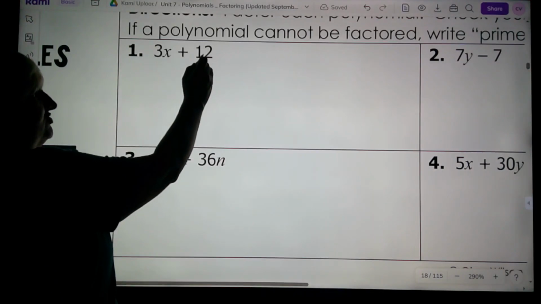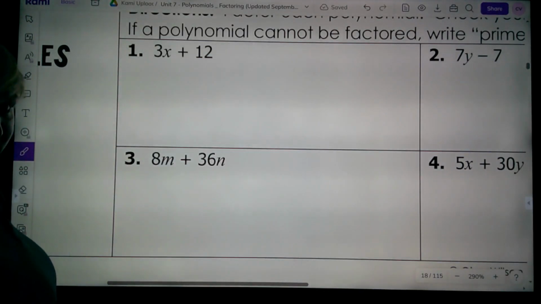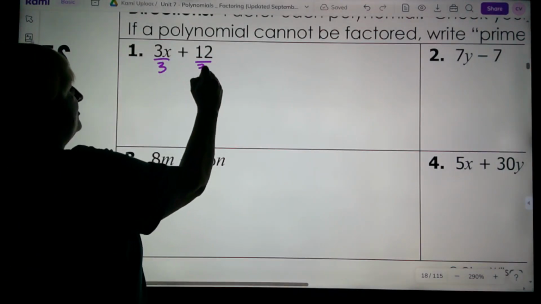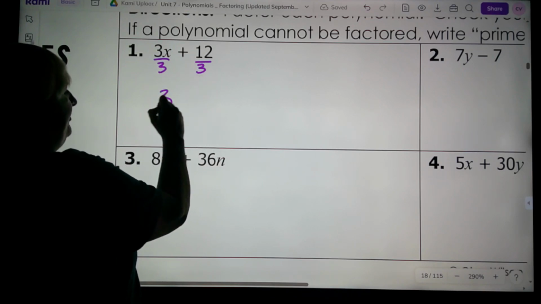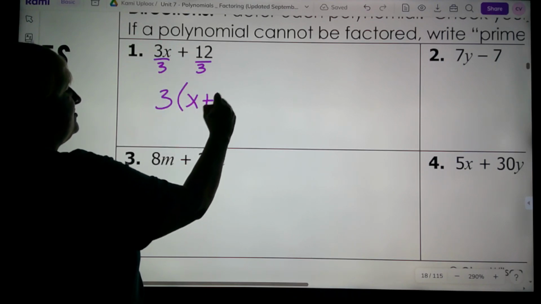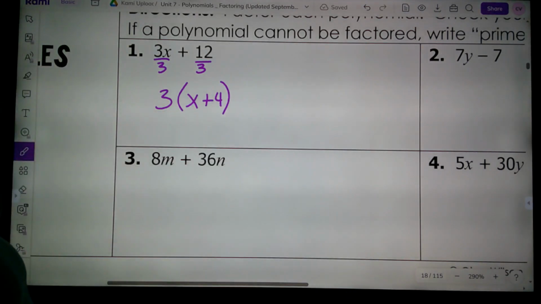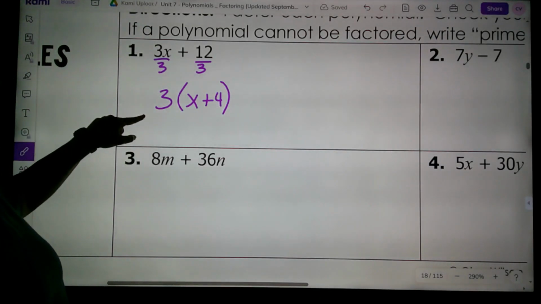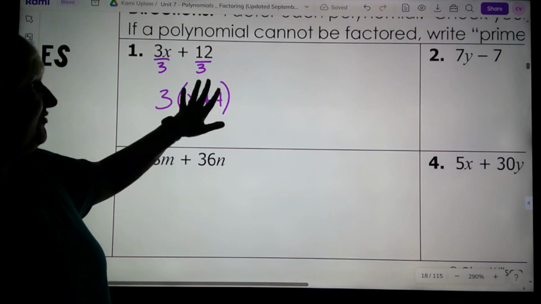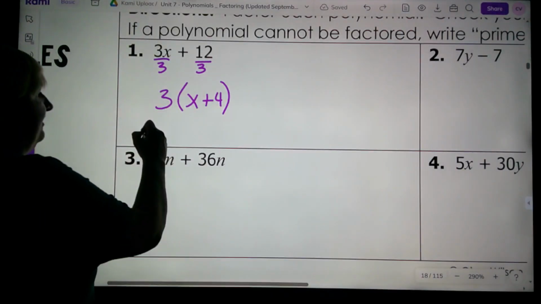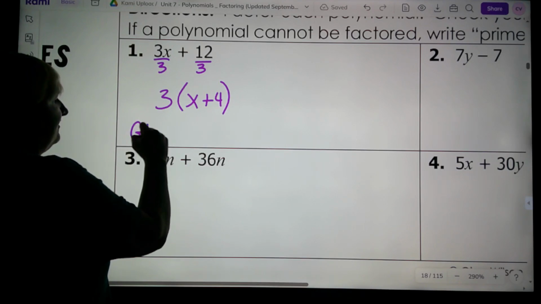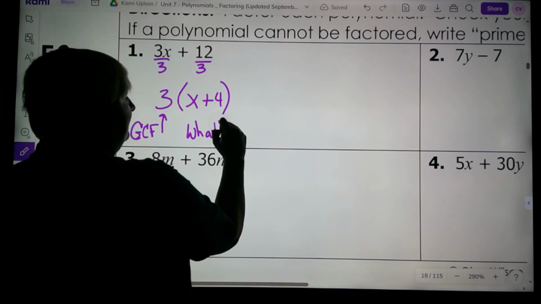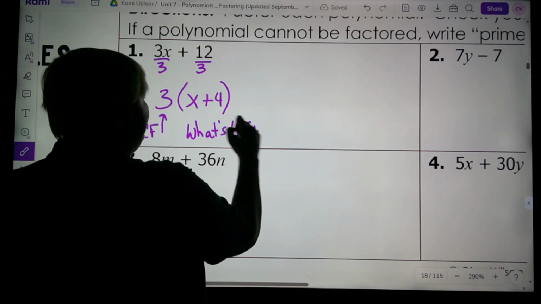Common between 3 and 12, 3. Both can be divided by 3. They have no variables in common, so what are we left with? If we divide by 3, we're left with x plus 4. In the front, write what you divided by, what your greatest common factor is, and in parentheses, put what's left. GCF goes in the front. What's left goes inside the parentheses.